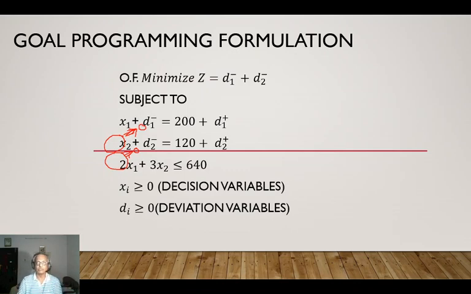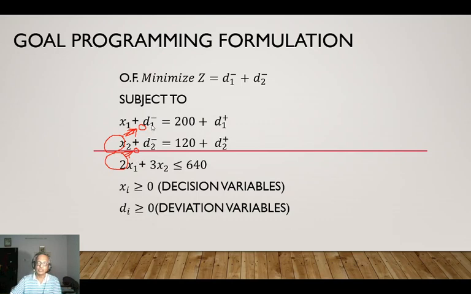So if we write in terms of d1 and x1, it will come like this. The objective function is to minimize the deviation d1 minus plus d2 minus, because we have a condition that x1 should be greater than 200. So we'll try to take d1 minus as 0 and d2 minus as 0. If we can minimize this d1 minus plus d2 minus, then we'll be able to achieve our objective. That means it will be either equal to 200 or greater than 200.